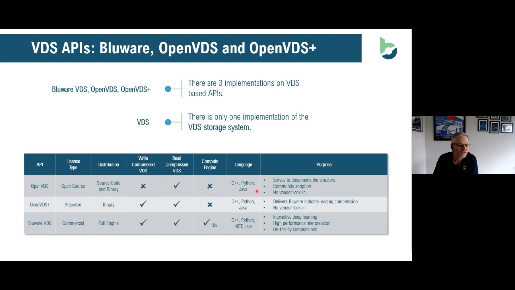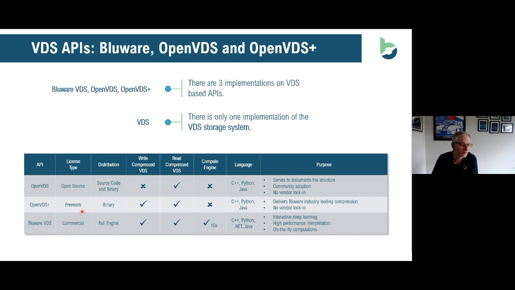There's C++, Python, and Java APIs available, and it really serves to document the structure of VDS so that if you decide to put your data in VDS, you know that you can get access to this data forever into the future. It also helps to drive community adoption. We're always surprised about new implementations on OpenVDS that we have no idea about. And this is a great part of being in the open source community. And it means there's no vendor lock-in.